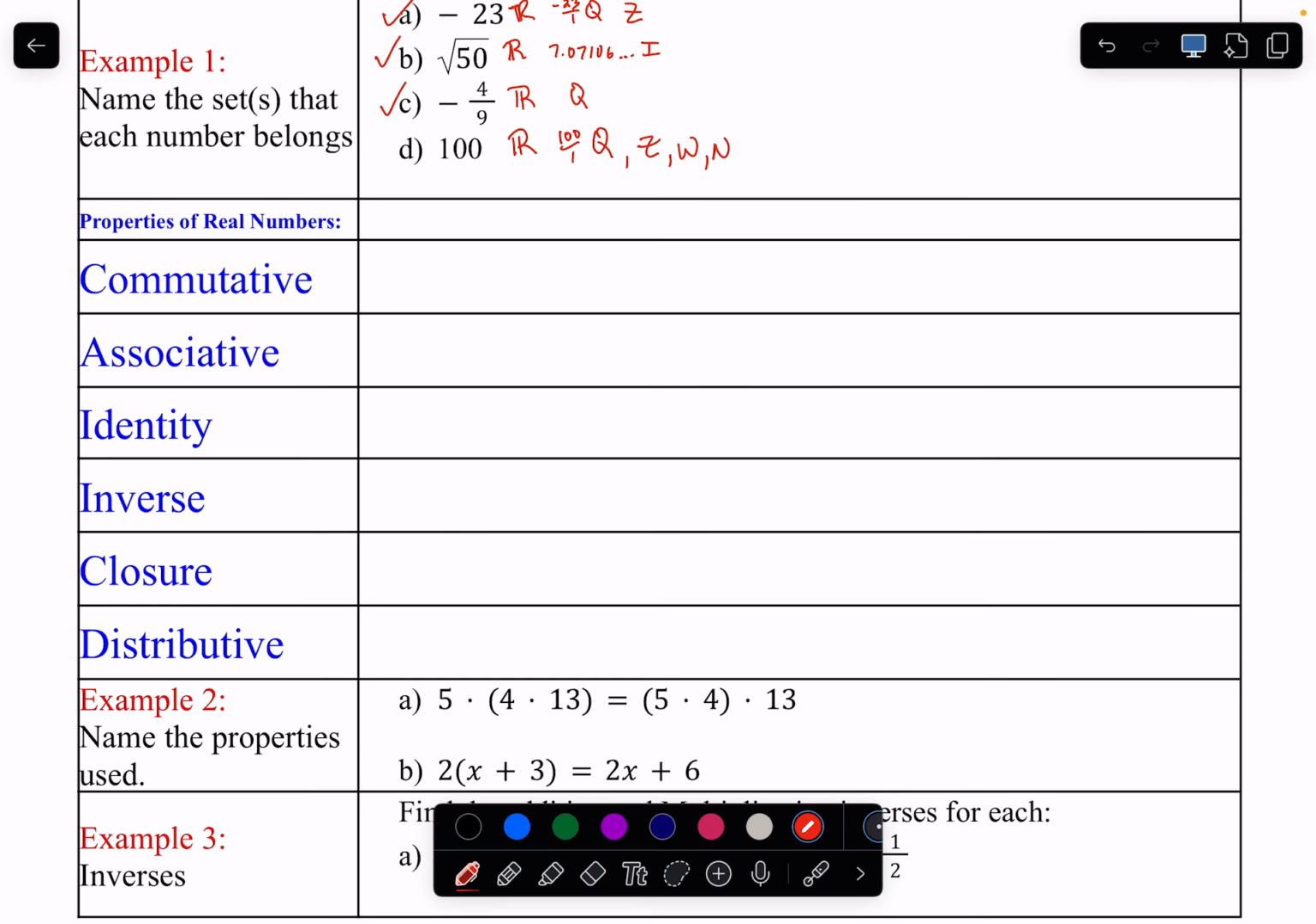Let's talk about some properties. Now, I'm not going to completely think about the properties you did in geometry and how you had to name them and had to show them and stuff. We are probably not going to be that specific in here. I need you to know how to use the property more than I need you to know how to just say, that's the property I used. Okay, but let's talk about them.